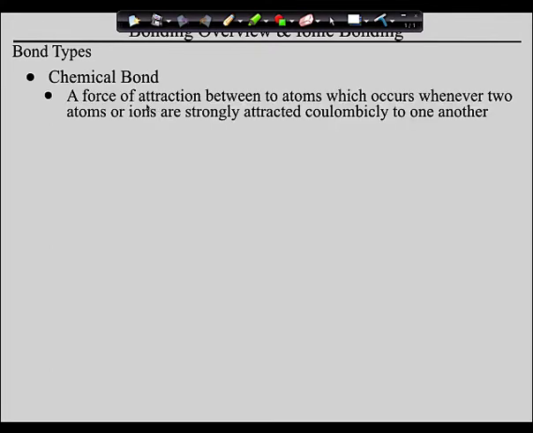So let's wrap it up like this. It is a force of attraction between atoms which occurs whenever two atoms or ions are strongly attracted coulombically to one another. Notice that I included the word strongly.